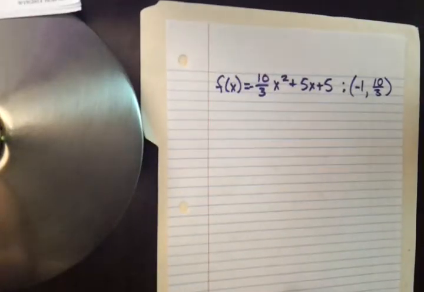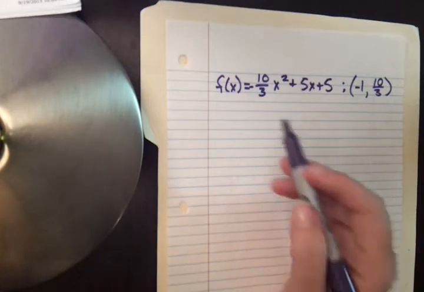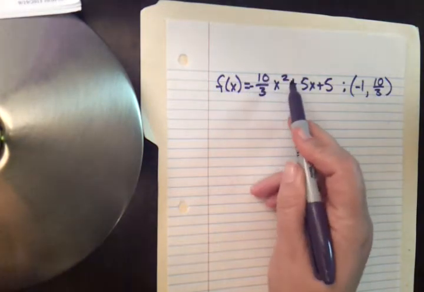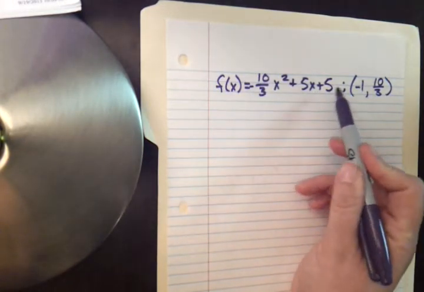Okay, let's take a look at homework 5, question 6. It asks us to find the slope and the equation of the tangent line to the graph of the function f at the specified point. And they're giving us this function here. F of x is negative 10/3 x squared plus 5x plus 5.